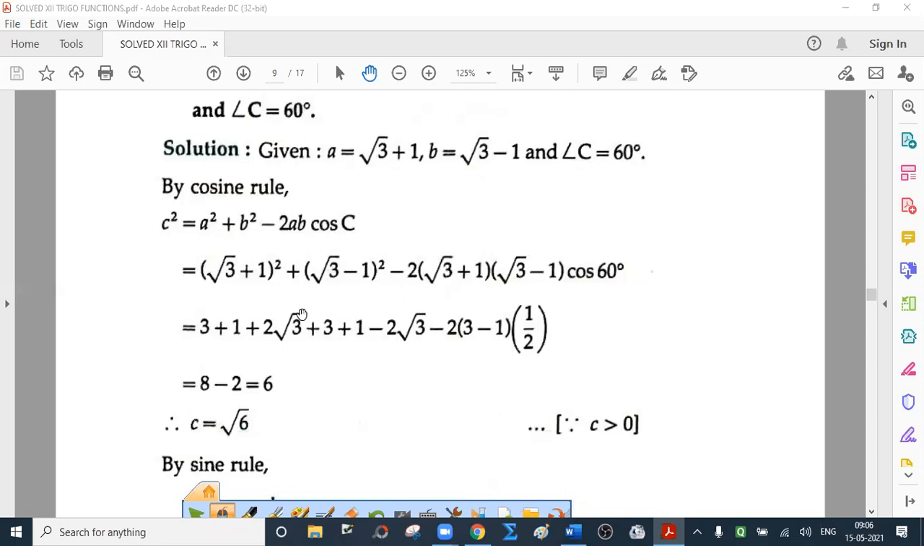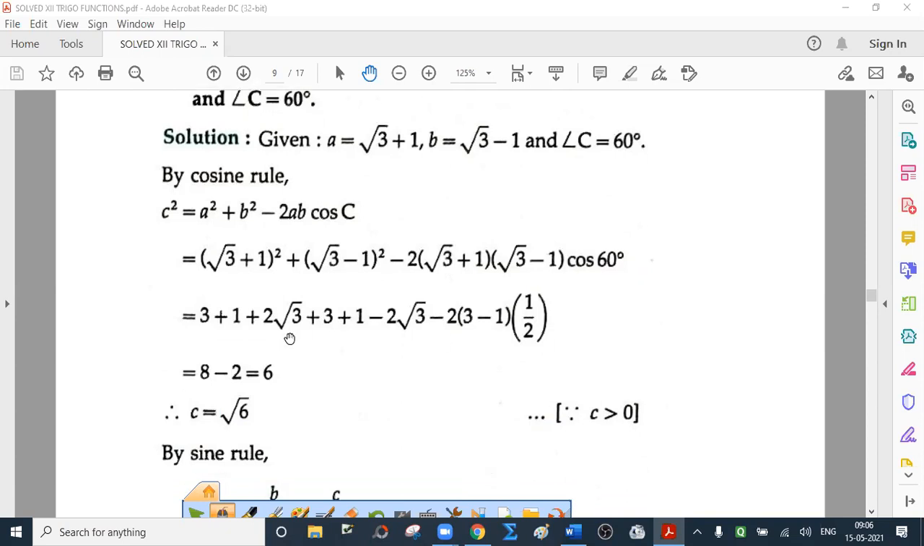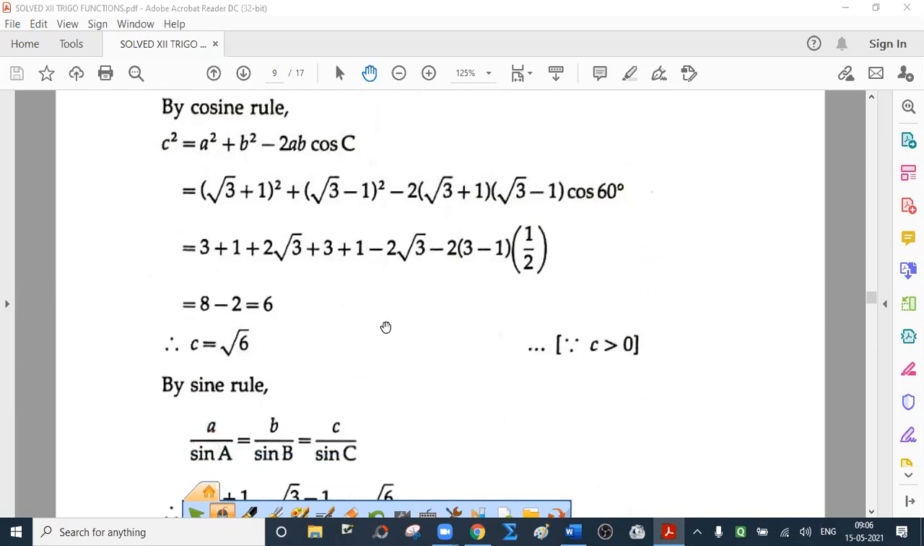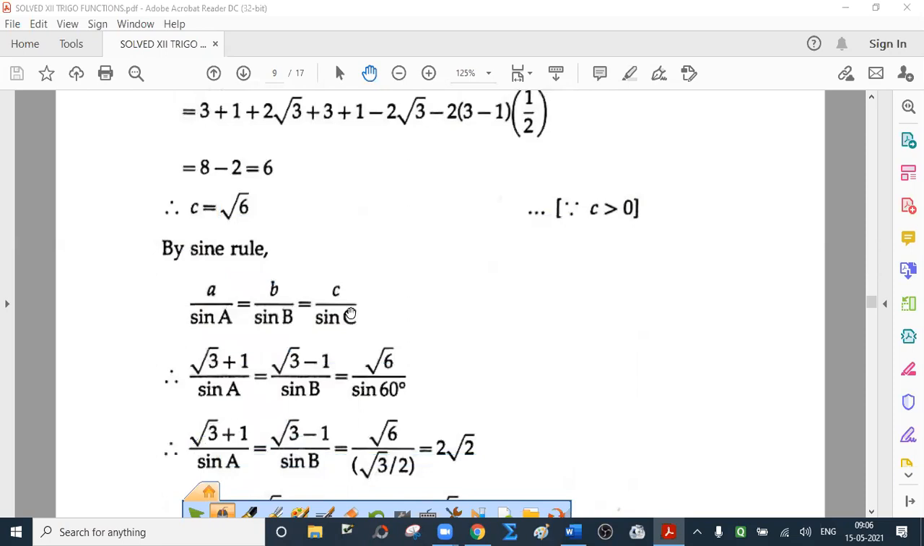What is important? Substitution and simplification. Cos 60 degrees is half. Simplify to get c square as 6. So what is c? Root 6. So we have obtained the third side of the triangle. Now by sine rule, see, this is interesting and important.